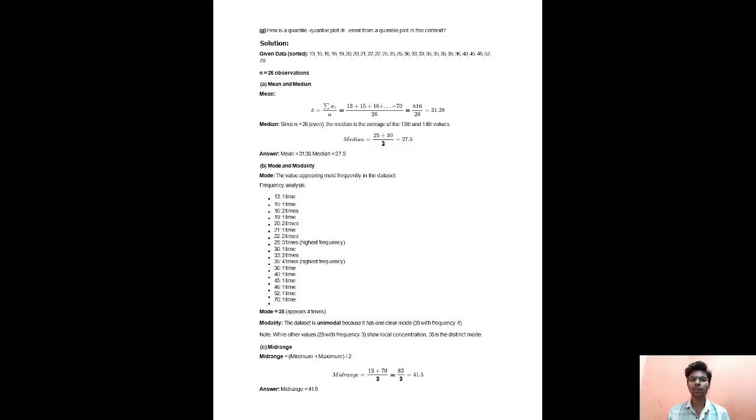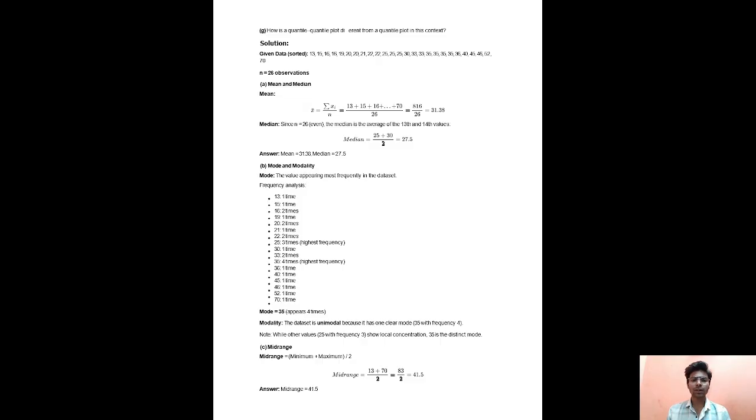So the answer is: mean equals 31.38 and median equals 27.5. For mode and modality in B: the mode is the value appearing most frequently in the dataset. You can see in this PDF the highest frequency of any number.